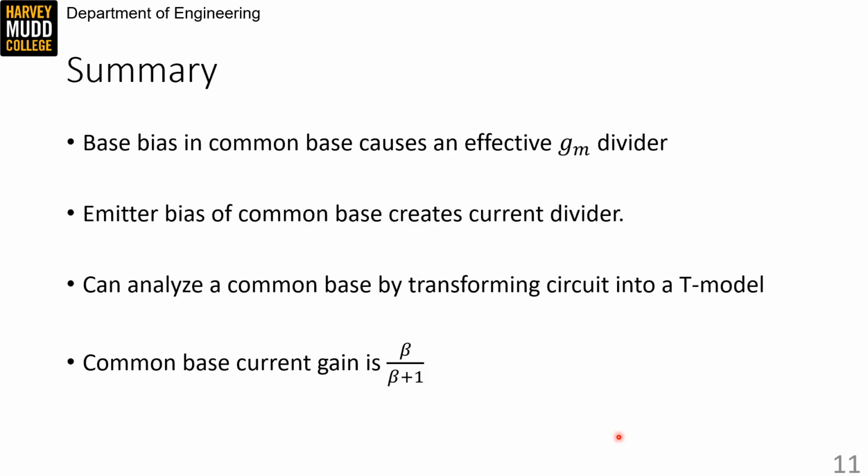So in summary, base bias in common bases causes an effective GM divider that reduces your gain. Emitter bias of common base amplifiers creates a current divider. That's annoying. You can analyze a common base by transforming the circuit into a T-model, and the common base current gain is beta over beta plus 1.